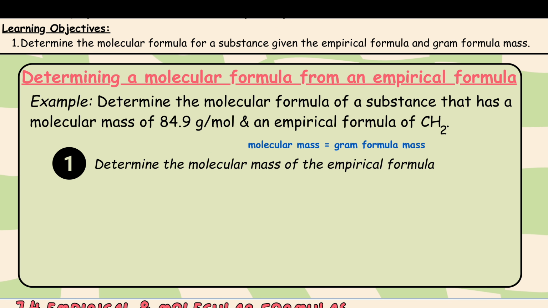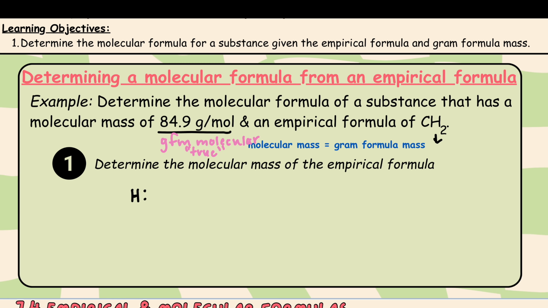Determine the molecular formula of a substance that has a molecular mass of 84.9 grams per mole, and its empirical formula is CH2. Okay, so this 84.9 that they're giving us is the gram formula mass of the molecular, that's the true formula. And then they give us the simplified formula, CH2. So we want to figure out first what the gram formula mass of the CH2 is.